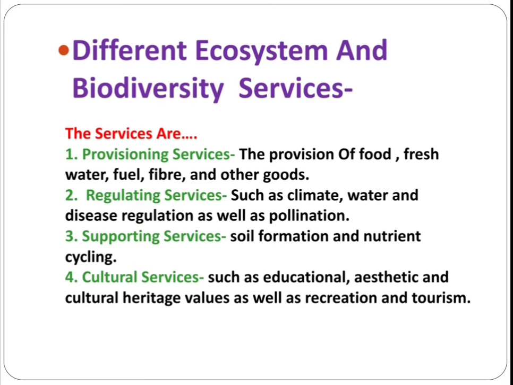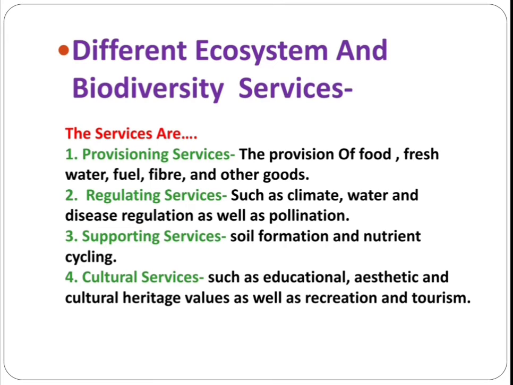Then the second one, regulating services. Biodiversity helps maintain some climatic factors in an ecosystem. So which ones are those? Climate, water, and disease regulation, as well as pollination. Then some are supporting services that are present in biodiversity. For example, soil formation from different activities, as well as nutrient cycling, also gives support to biodiversity.